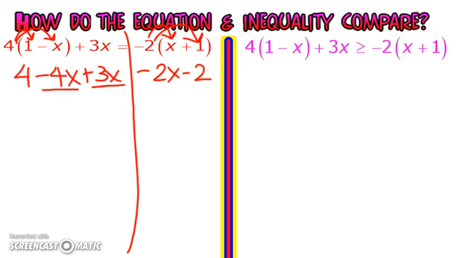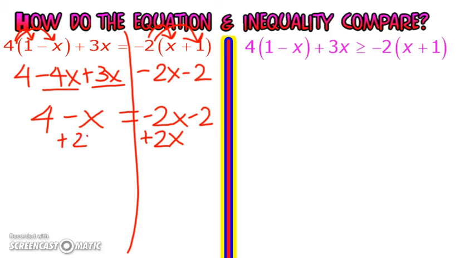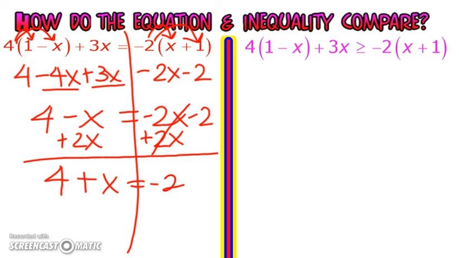So now our next step is to combine like terms. We know that negative 4x and 3x can go together, so I'm left with 4 minus x is equal to negative 2x minus 2. Now, we know we want our variable to be positive. So, in order to do that, I'm going to move my 2x over, take the inverse. If I do it to one side, I have to do it to the other. So, I'm left with 4 plus x equals negative 2 minus 4 because I want to isolate that variable. So, x is going to be equal to negative 6.